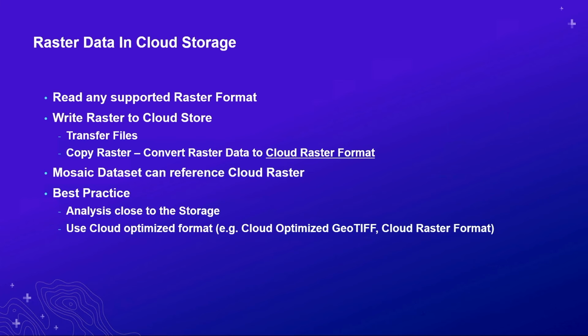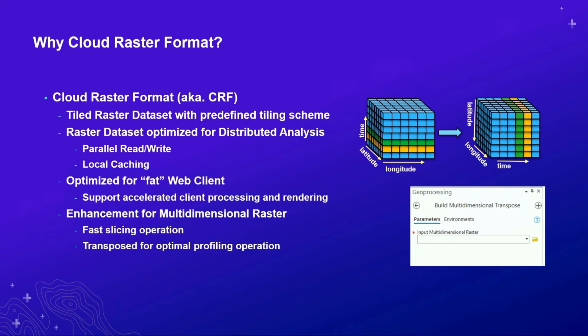The other reason that you want to convert the raster data to a particular cloud optimized format is to achieve better read and write performance. For example, there's the cloud optimized GeoTIFF, which is designed specifically for cloud storage to optimize the reading speed from the cloud store. And I'll talk more about the cloud raster format. Why do I recommend that you convert your raster to the cloud raster format when you are managing data in the cloud store?